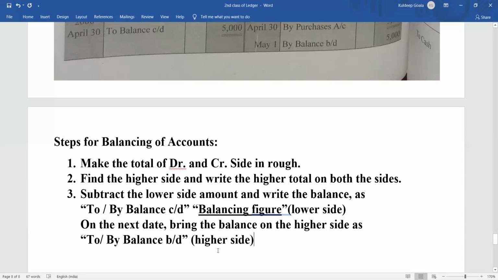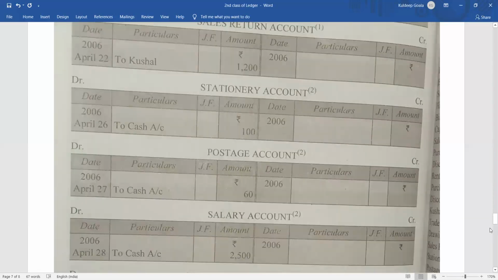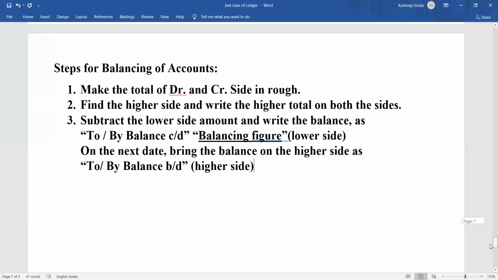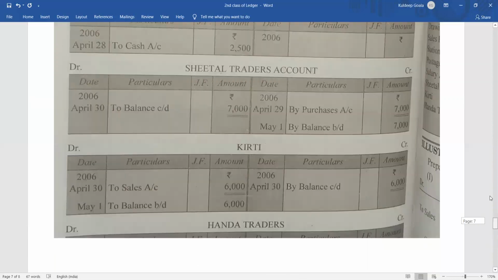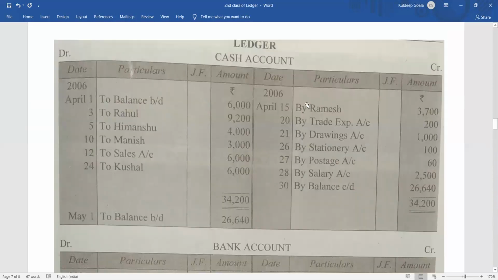It's very easy, it's not as difficult as it looks. I'll teach you one particular method, one particular ledger, and I know you will be 100% clear with that. First, make the total of the debit and credit sides in rough and find the higher side. I'm going with the cash account here. Find the total of the debit side. The total of the debit side is 34,200. You can see in the rough, if you do it, you will find 34,200.